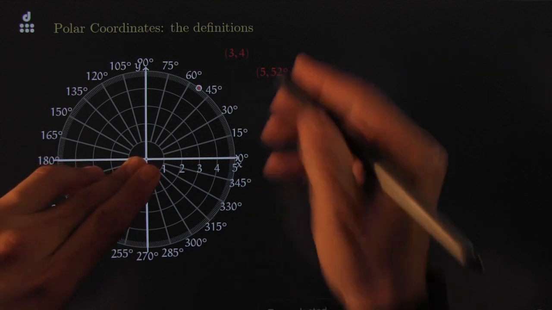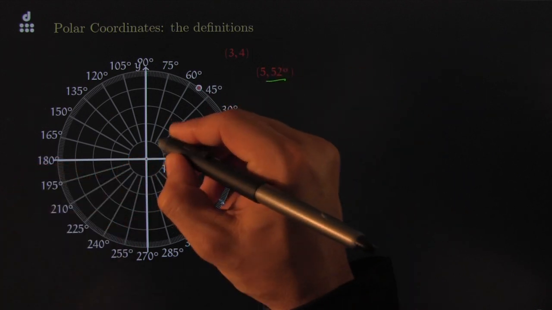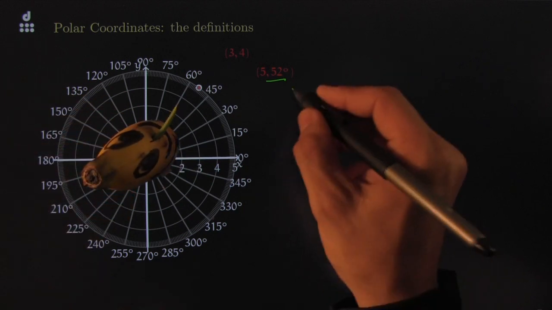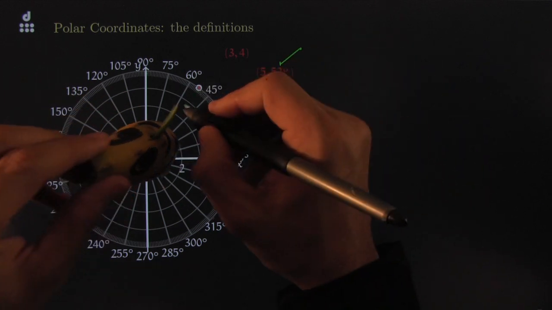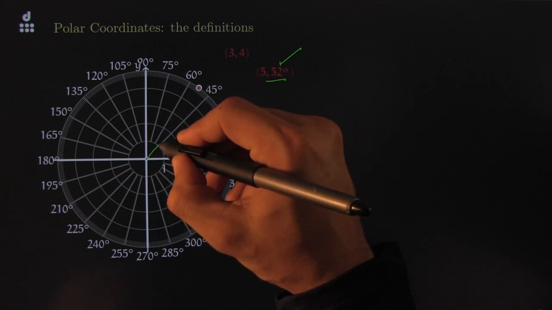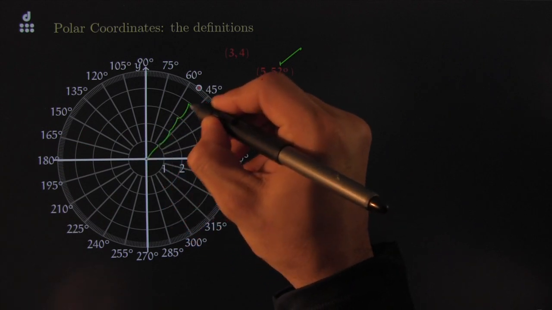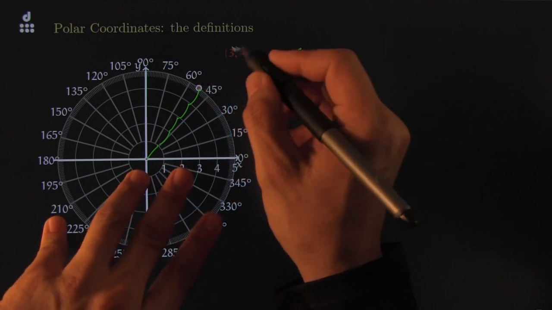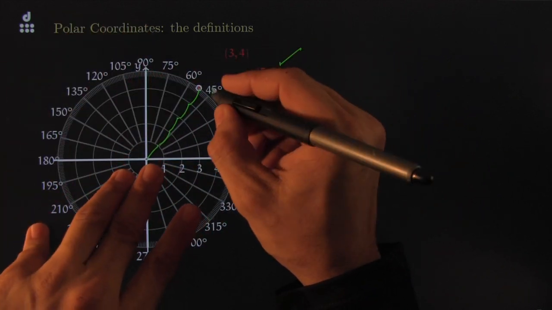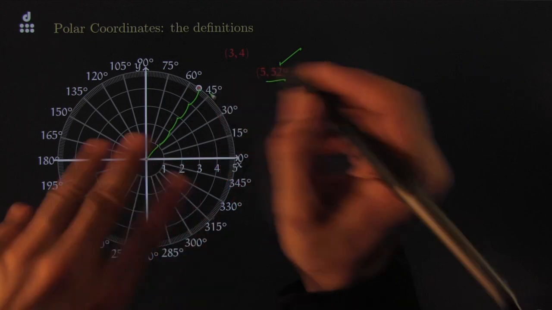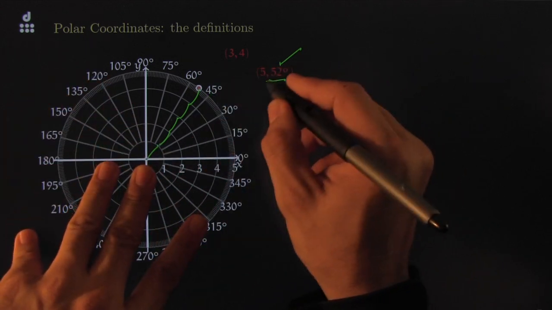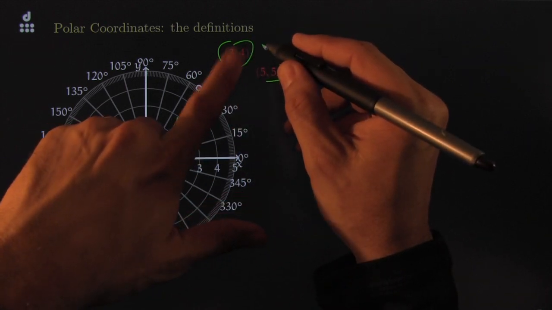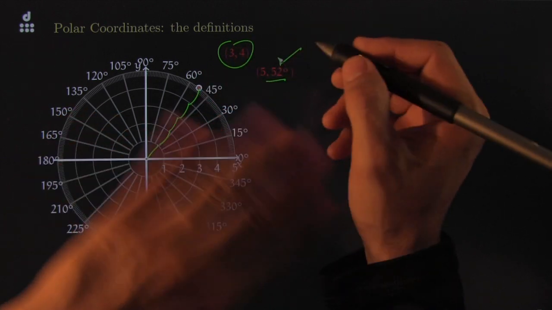Oh, okay, 52 degrees. Once you've got looking at 52 degrees, I'm looking that way, and then you just ask, how far are you going? You're going 1, 2, 3, 4, 5 units. That's that point right there, which is the same as 3-4, roughly. But I was elaborating on the distinction. The important distinction here is that in Cartesians, every single point has a unique name. Every single name has a unique point. Here, all bets are off, man.